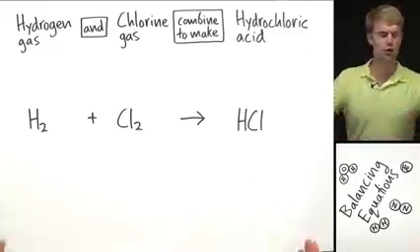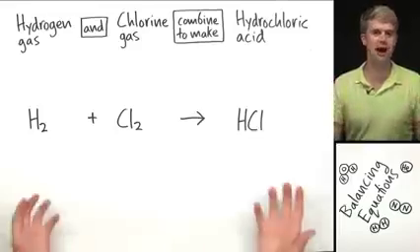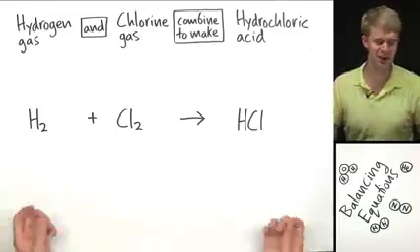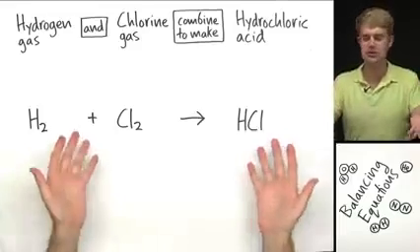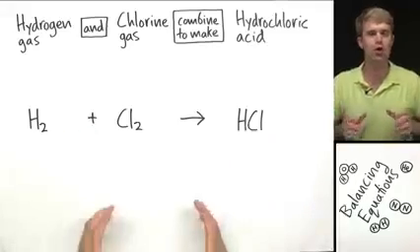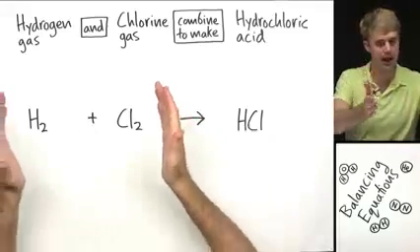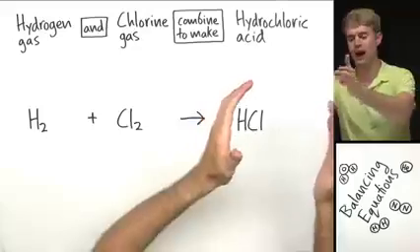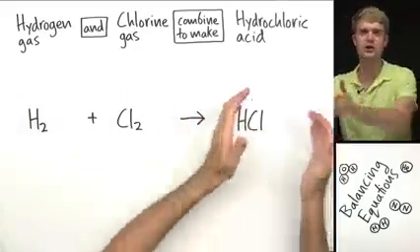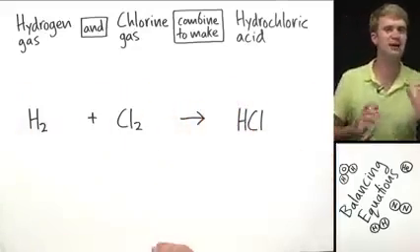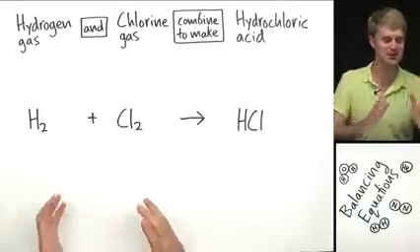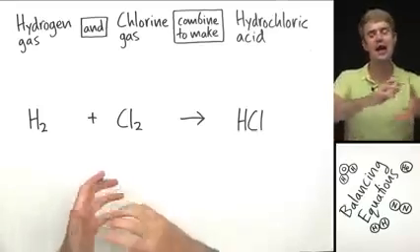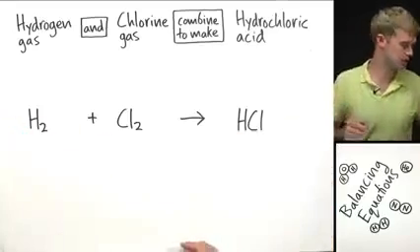Now, in order to start talking about equation balancing, which is the topic of this video, we have to look at the atoms in this chemical equation. We have to look at the number and type of atoms that we have on both sides of the arrow. I've got some diagrams here so we can do this visually, so we can actually see the atoms and how they recombine during this reaction.